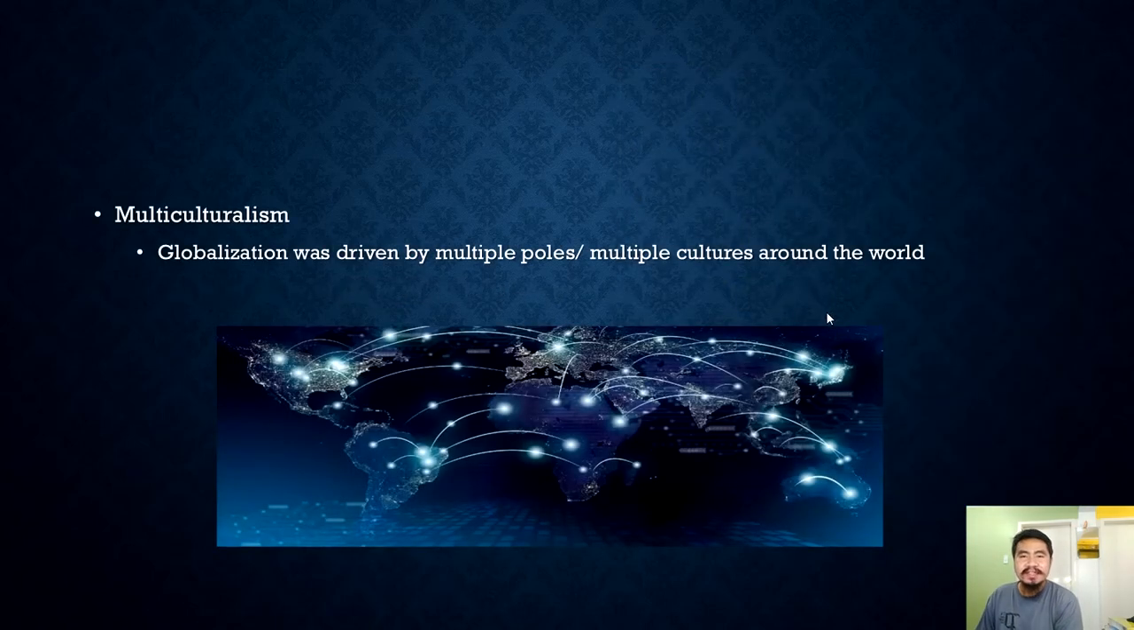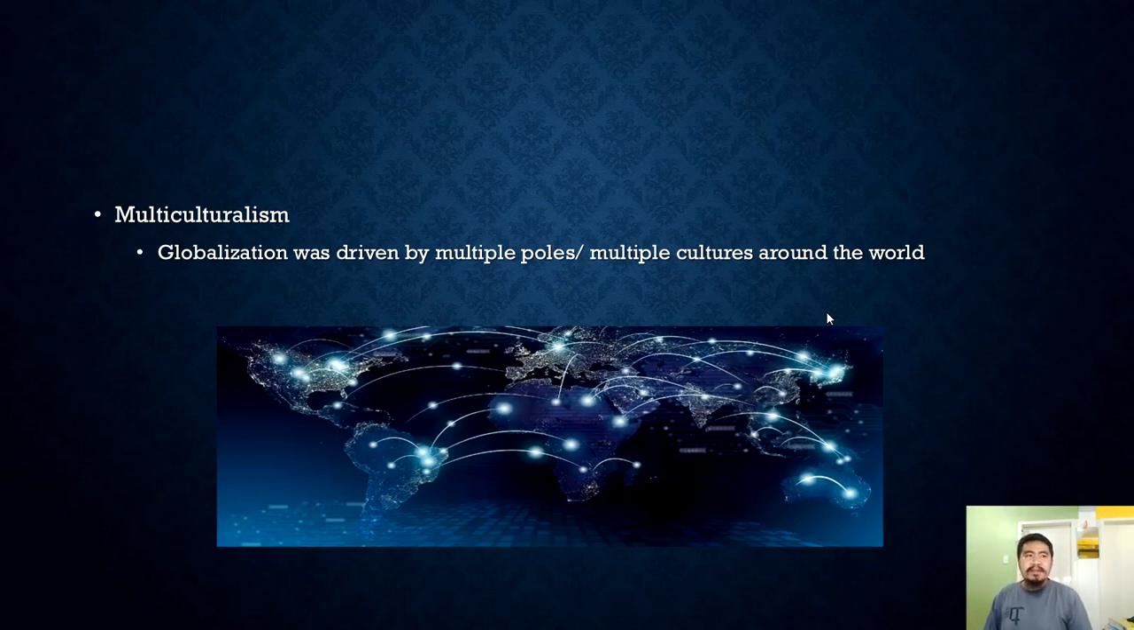It is the enemy of the school of thought of centrism and Eurocentrism. Multiculturalism opposes what Eurocentrics are attempting to provide or defend, that they started globalization. Multiculturalism stated no. Globalization was driven by multiple poles. When we talk about poles, it's like capitals, multiple cultures around the world. So globalization started not just in a single region, but from several countries, cultures, civilizations around the world. China started the Silk Trade.